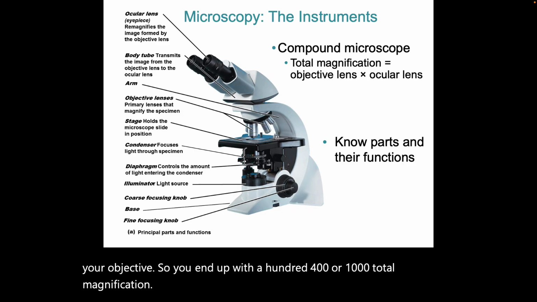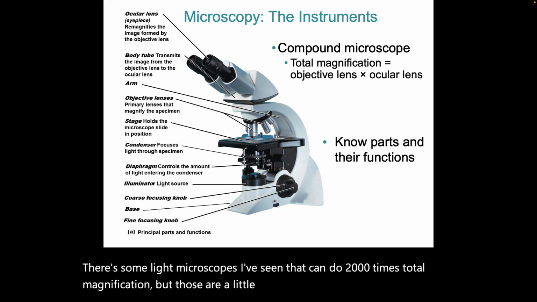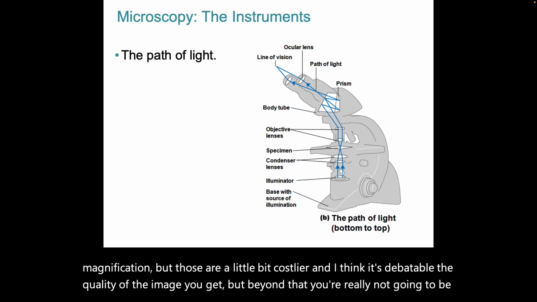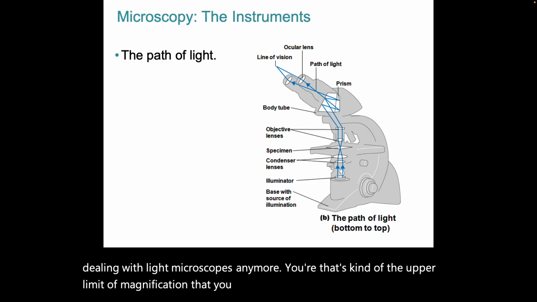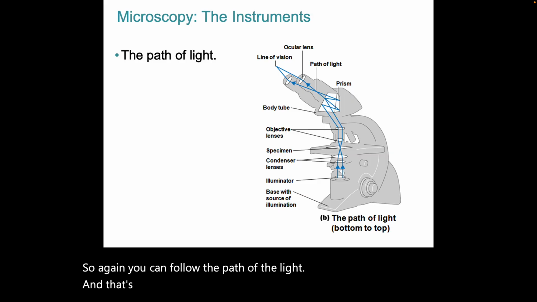There are some light microscopes I've seen that can do 2,000 times total magnification, but those are a little bit costlier, and I think it's debatable the quality of the image you get. But beyond that, you're really not going to be dealing with light microscopes anymore. That's kind of the upper limit of magnification that you can get with the light microscope. So again, you can follow the path of the light, and that's how microscopy works.